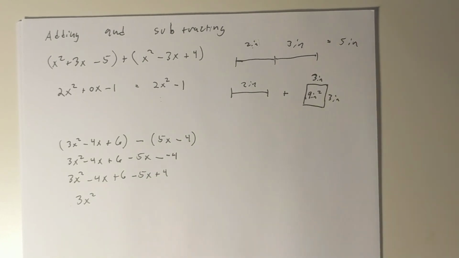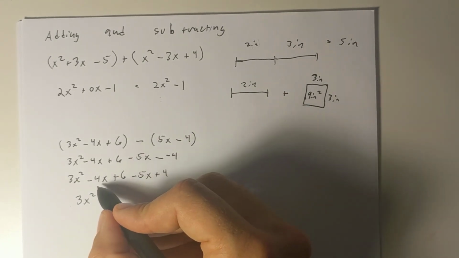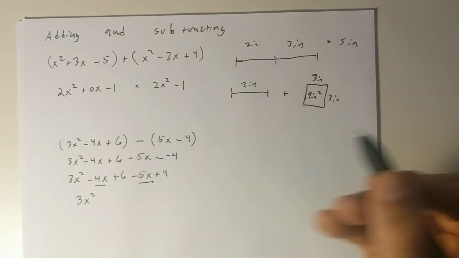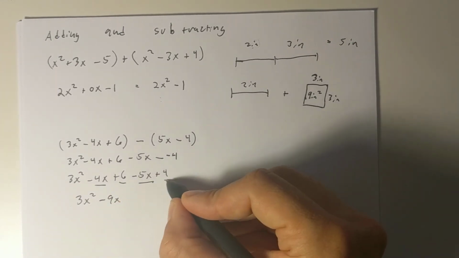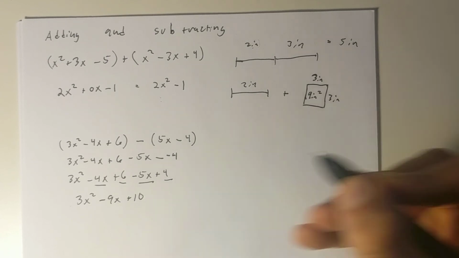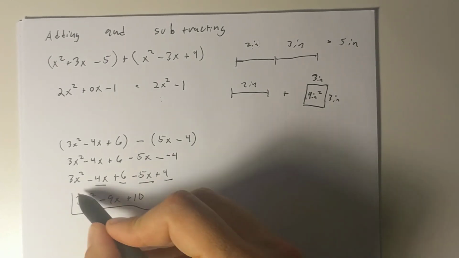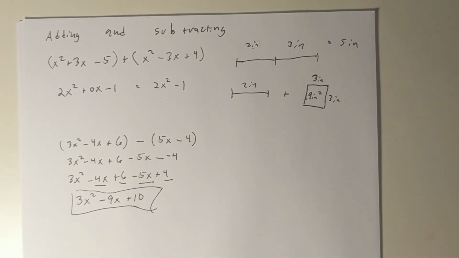And now we just have to combine like terms. There's only one x squared term, so let's keep it. There are 2 x terms, here they are. They combine to be a negative 9x, and there are 2 constants, which combine to be a positive 10. And so our subtraction here ends up being that.